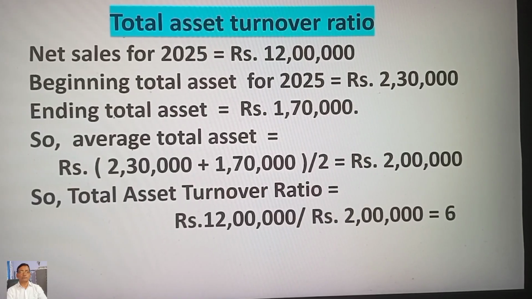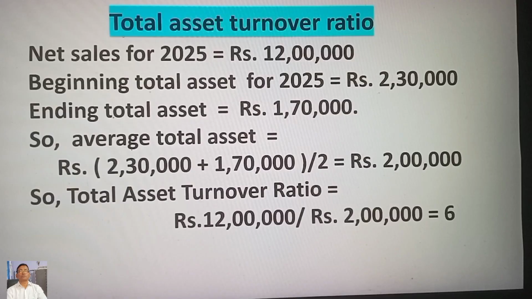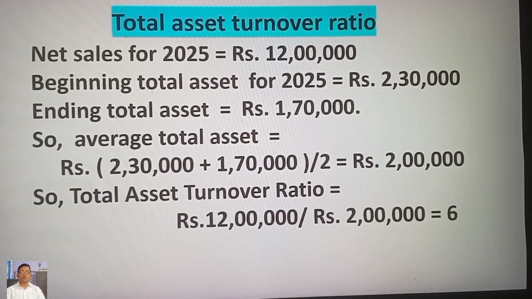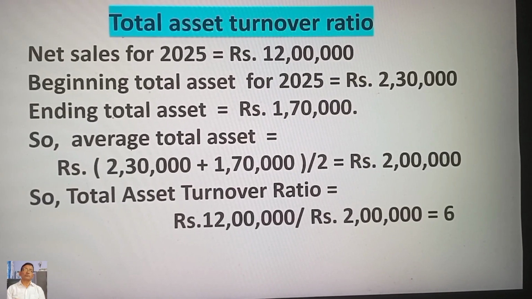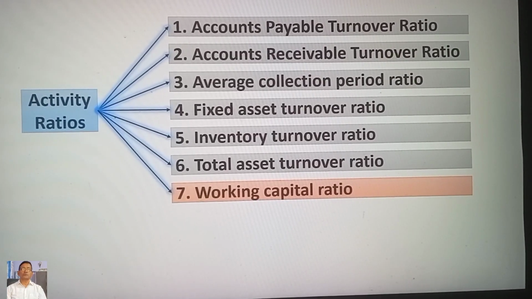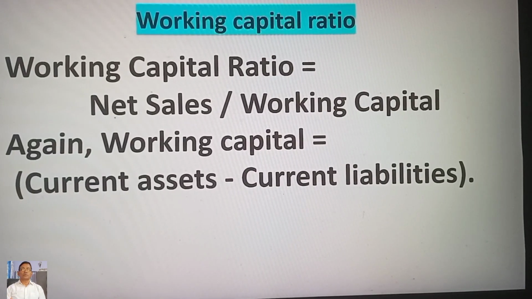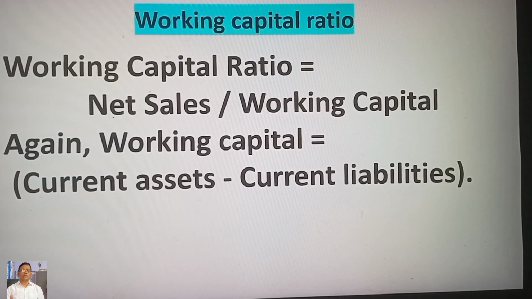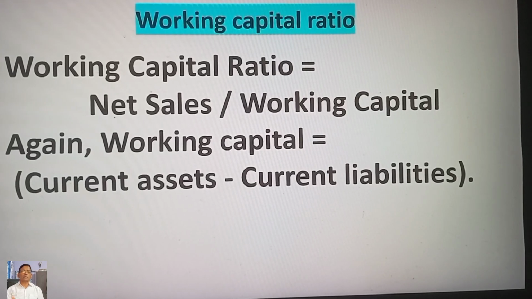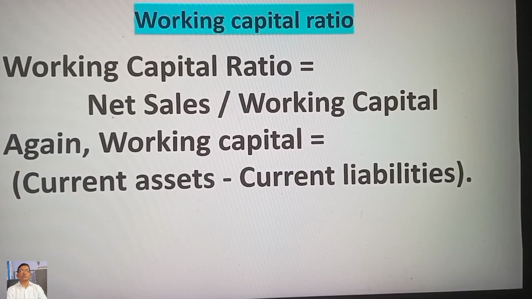A result less than 1 indicates that the assets are not being used properly, while a higher number indicates that assets are being used to generate income. Seventh, working capital ratio. Working capital ratio is equal to net sales divided by working capital. Again, working capital is equal to current assets minus current liabilities.